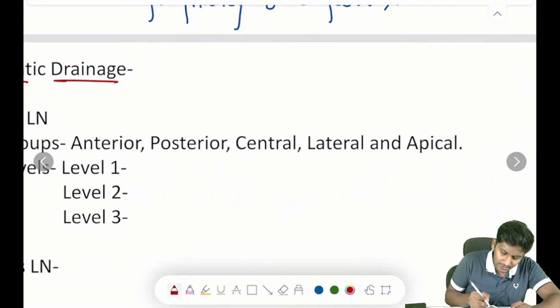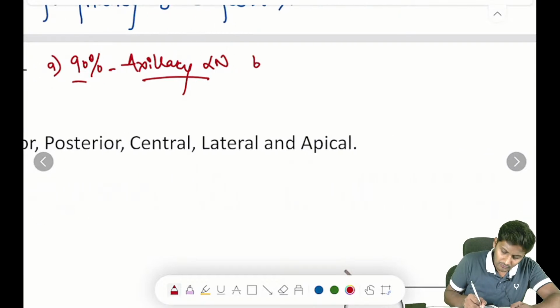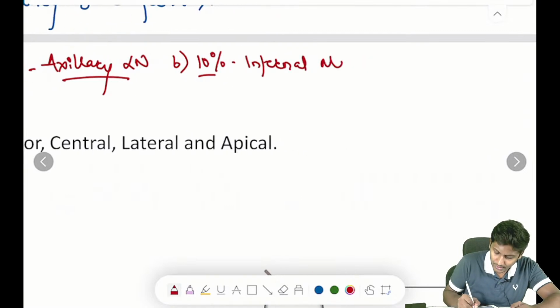So let's write that down. As I've told you, 90% of the lymphatic drainage is going to happen in the axillary lymph nodes, whereas only 10% of the lymphatic drainage is going to happen in the internal mammary lymph nodes.